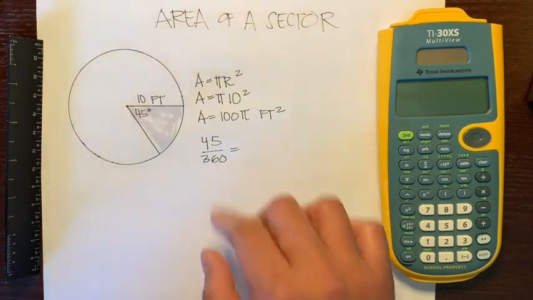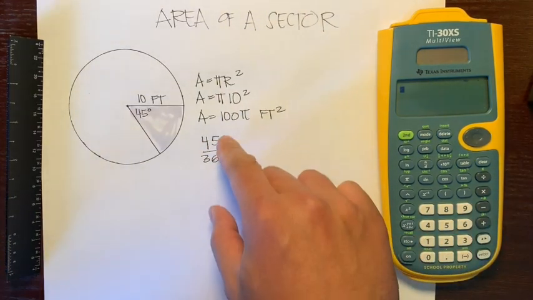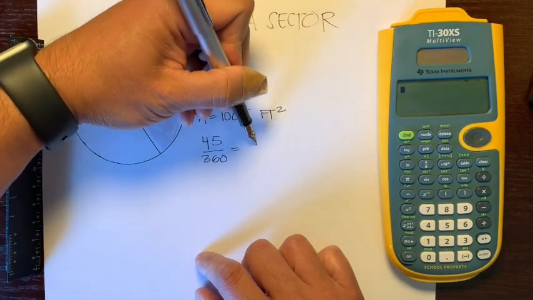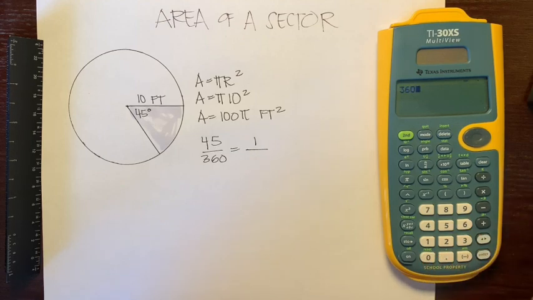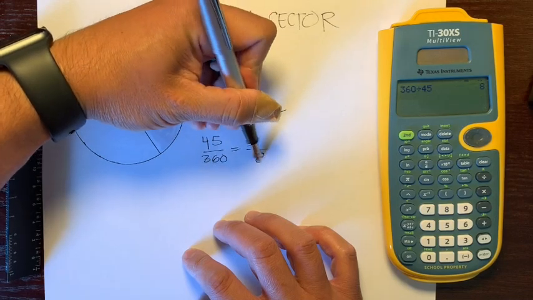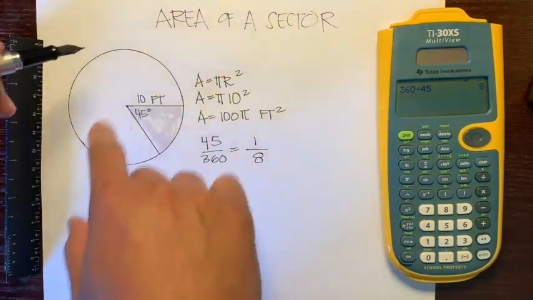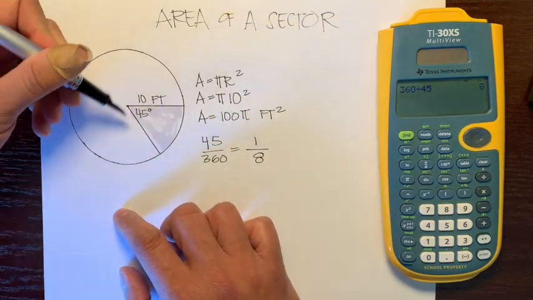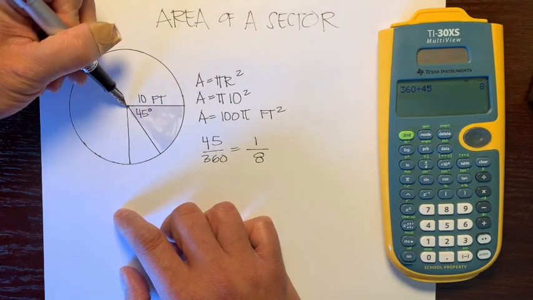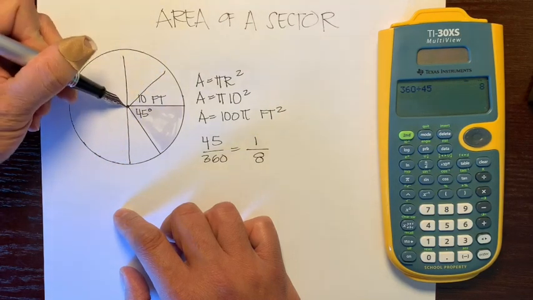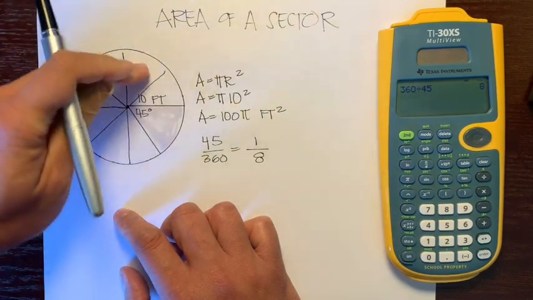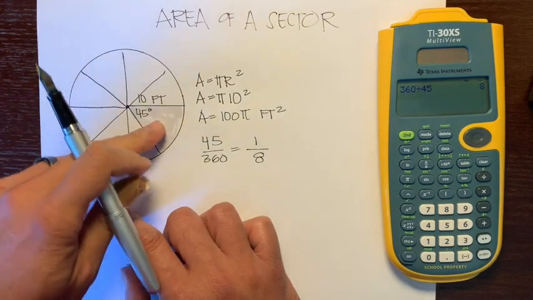And we can reduce this. If you want to use your calculator, what divides into both 45 and 360? 45. So 45 divided by 45 is 1, and 360 degrees divided by 45 is 8. This means that there are 8 equal pieces, 8 equal sectors that take up 45 degrees. So if we drew it out, there's that, and that. So 8 of these pieces, and we just need the area of 1 out of the 8.